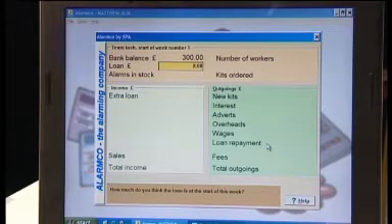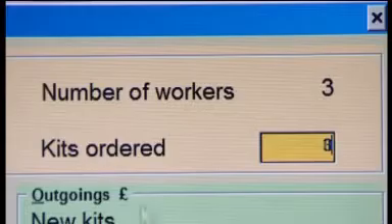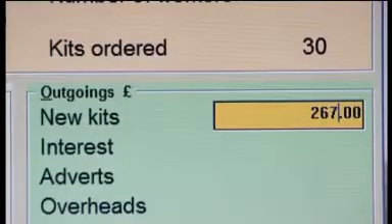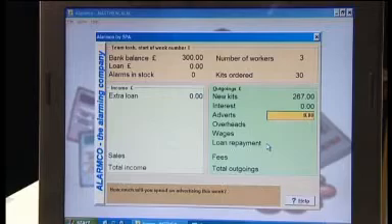I'm not going to take out any loan. I haven't got any alarms in stock either because I'm just starting out, but I'm going to order 30 new alarm kits. And here I've worked it out as £267. Now, the advertising, this is important because the number of alarm units I sell is related directly to the amount of money I put into advertising. In the simple mode, the more money I put in, the more alarms I sell.